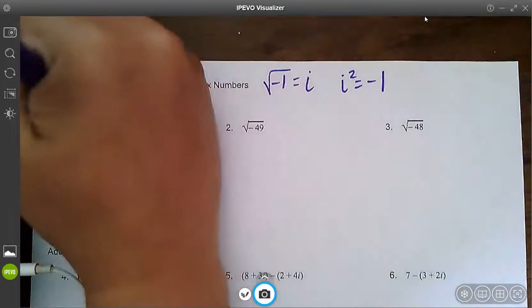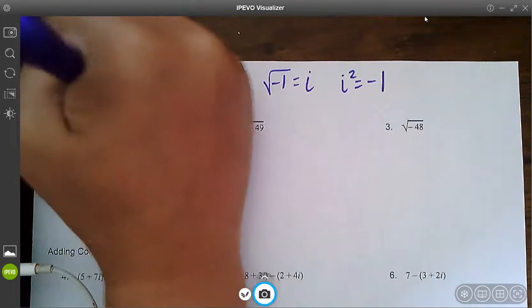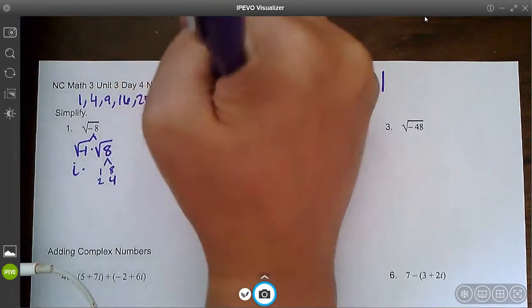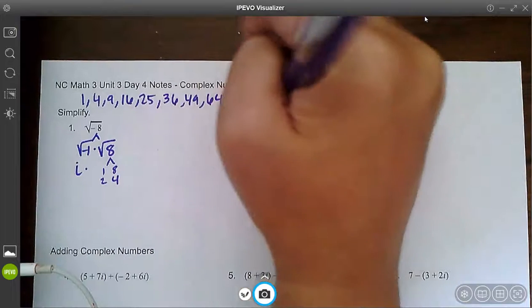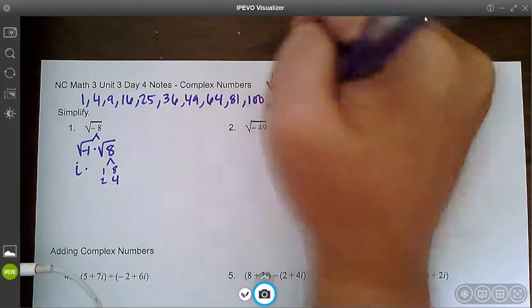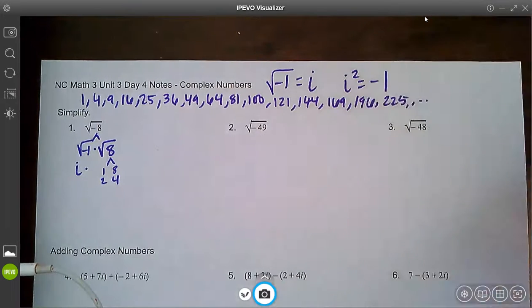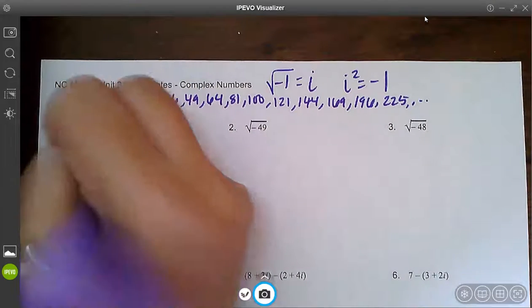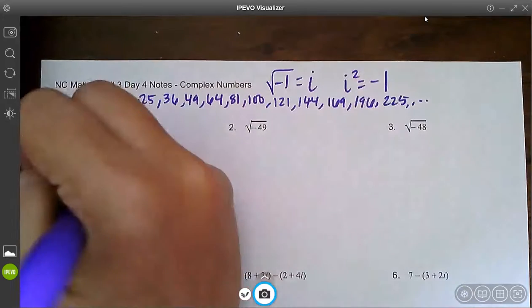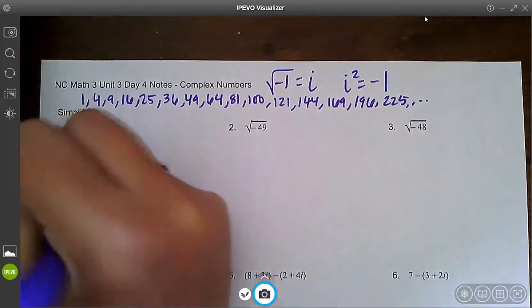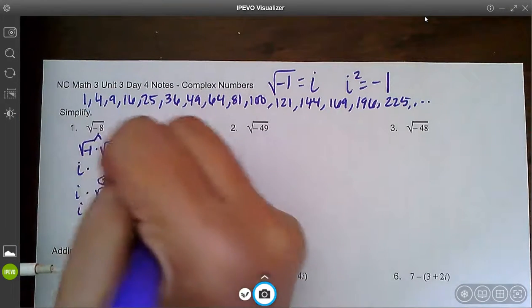My perfect squares, if you'll remember your perfect squares, 1, 4, 9, 16, 25, 36, 49, 64, 81, 100, 121, 144, 169, 196, and 225, and it goes on, but we stop there for now with our memorizing. So my biggest perfect square factor is going to be 4. So that means that this is the same thing as the square root of 4 times the square root of 2. Just bring down my i. So I have i times 2 root 2, which is 2i root 2.